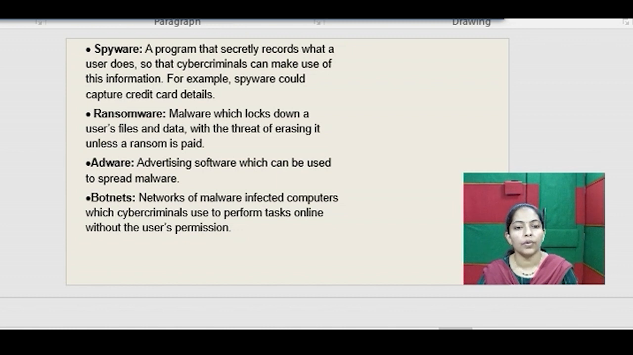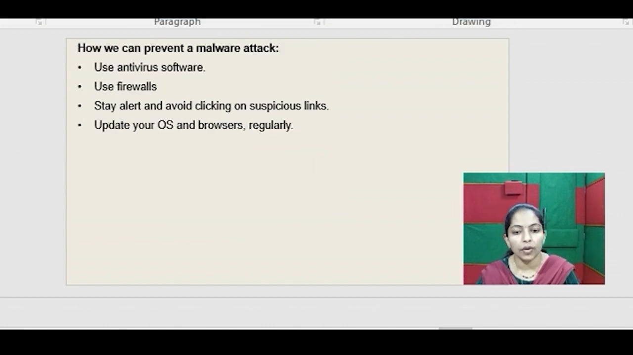Then how can we prevent a malware attack? Simply, to prevent malware attacks, we have to use antivirus software, we have to use firewalls, stay alert and avoid clicking on suspicious links, and update our operating system and browsers regularly.